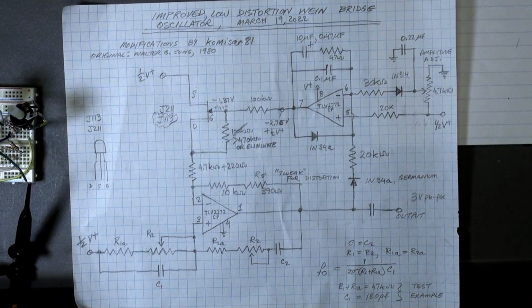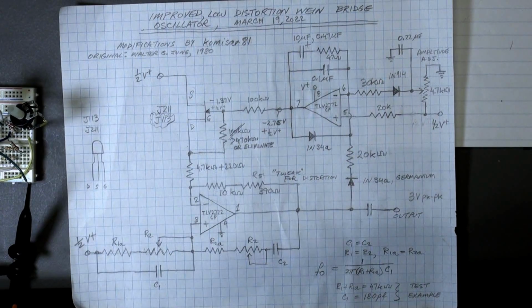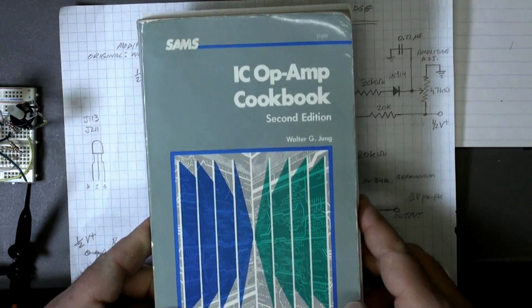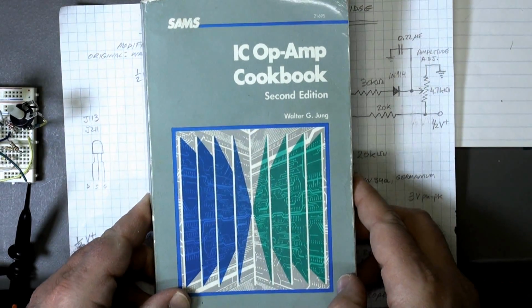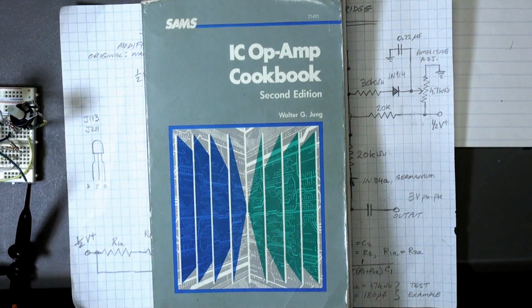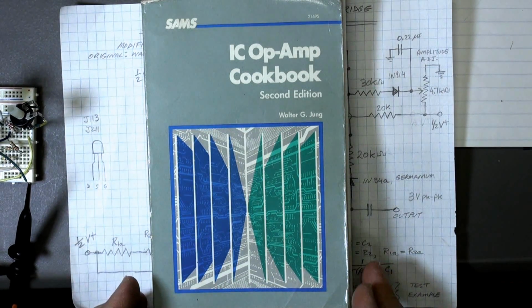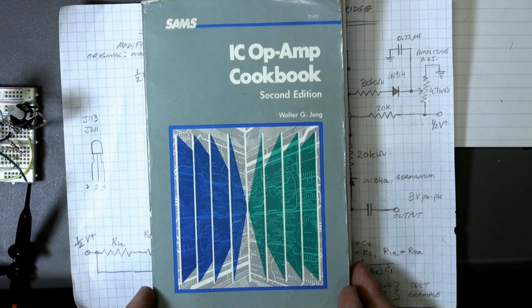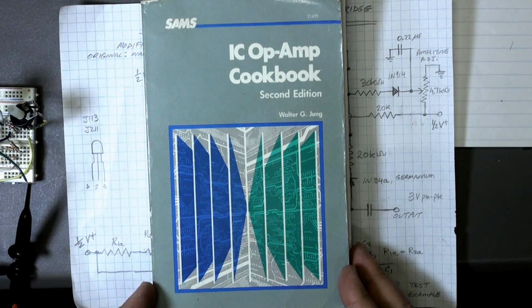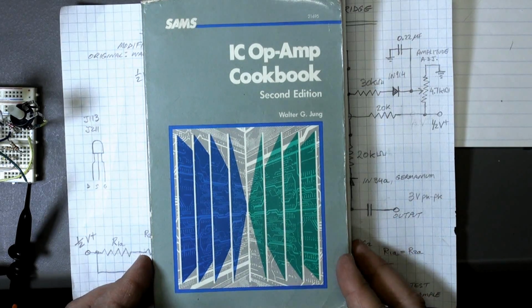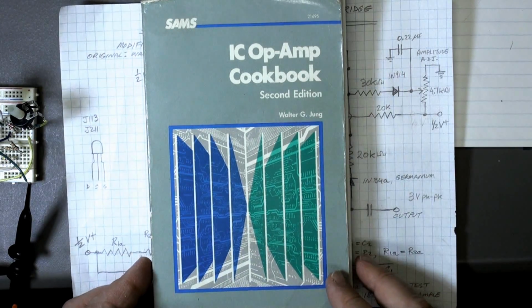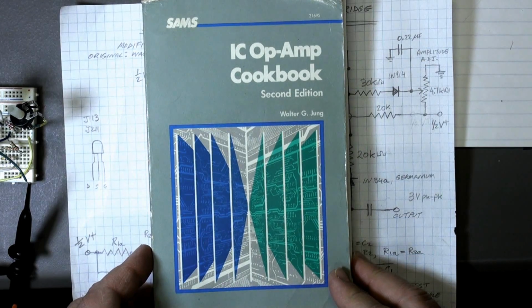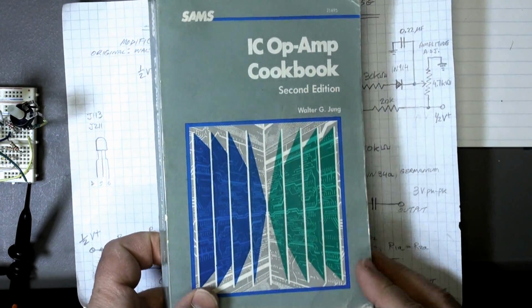So where does this come from? Well, it comes from a book from 1980 called the IC Op Amp Cookbook by Walter G. Jung. And his circuit's a little bit different as far as some resistor values, but what's on the page here is what I found that works. Walter has passed away since I don't know when, and he's no longer around.